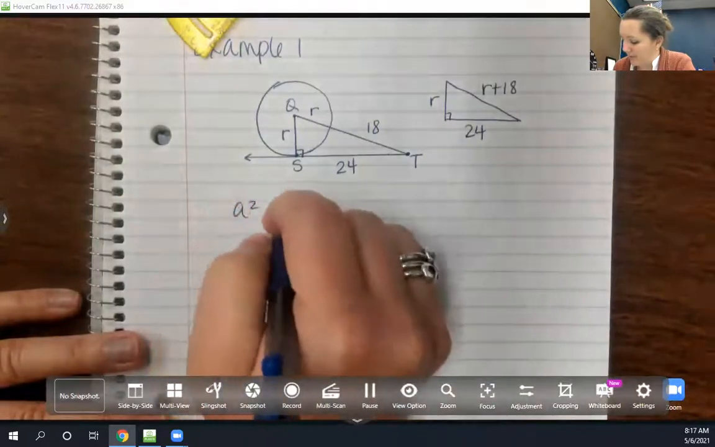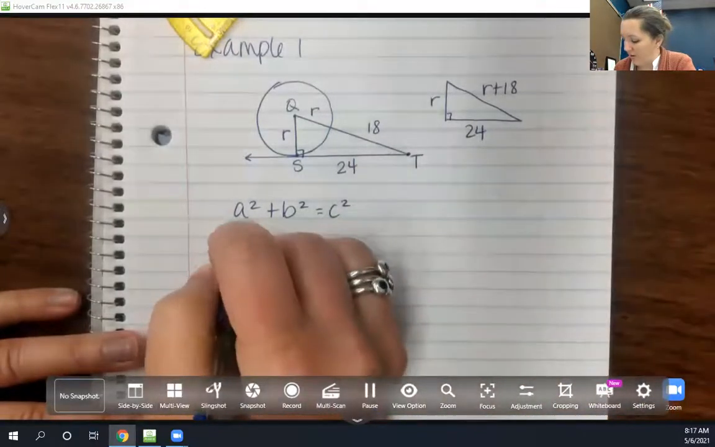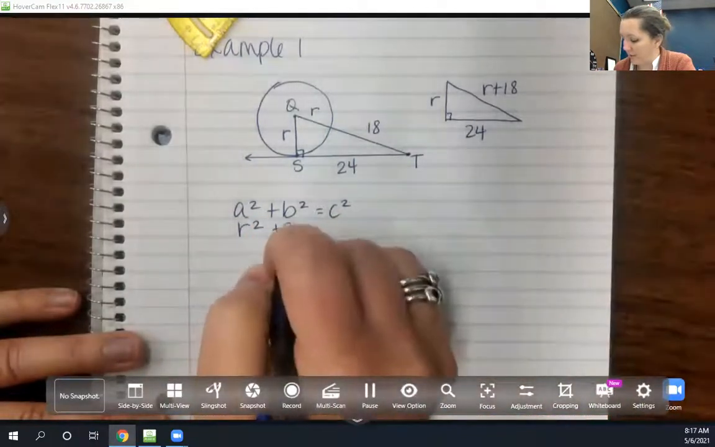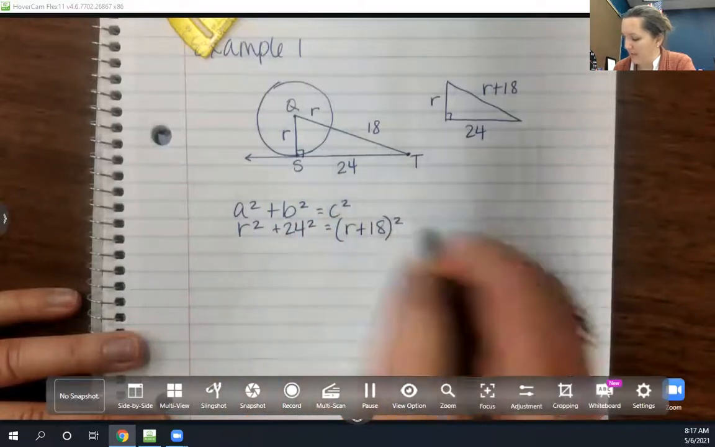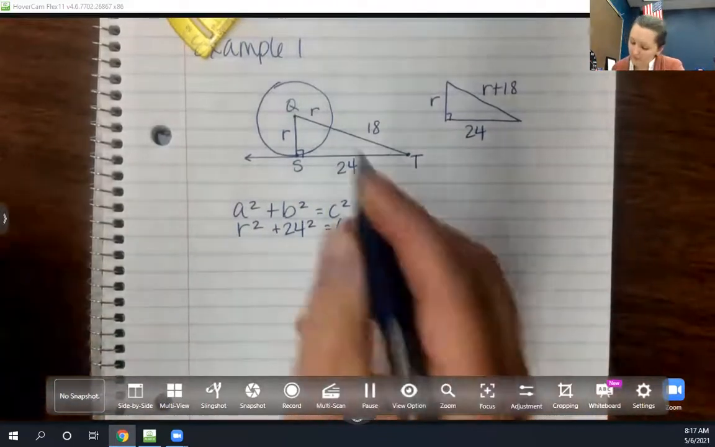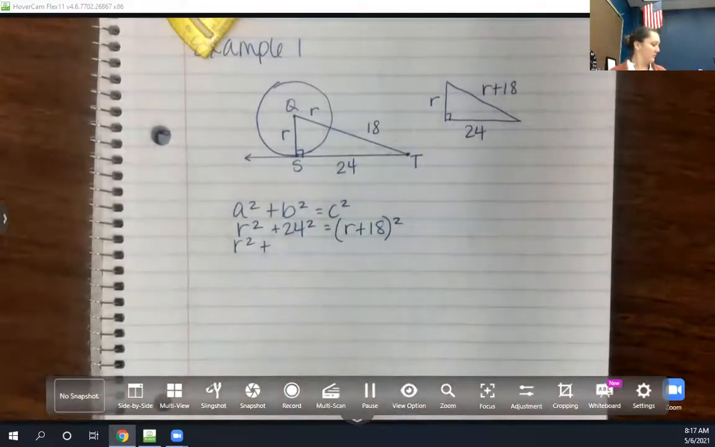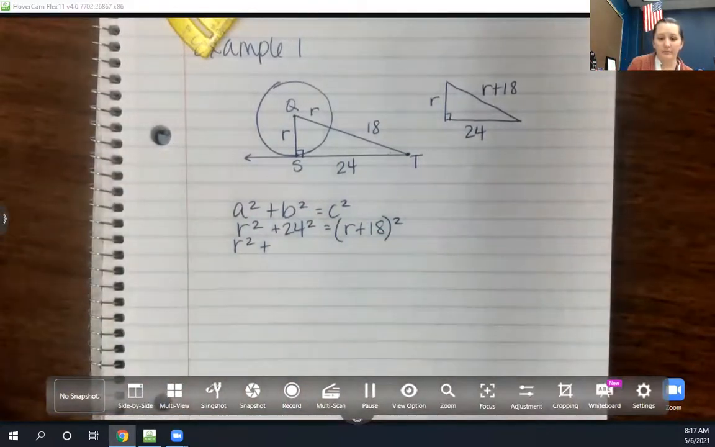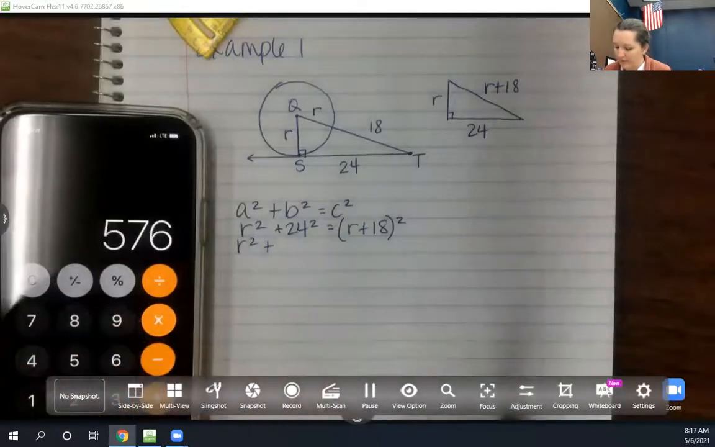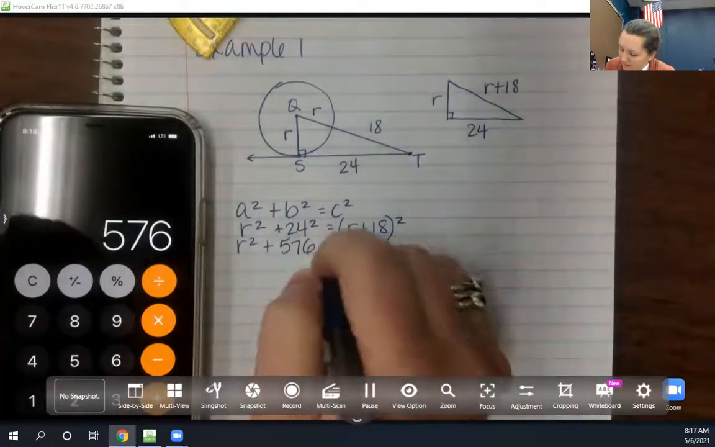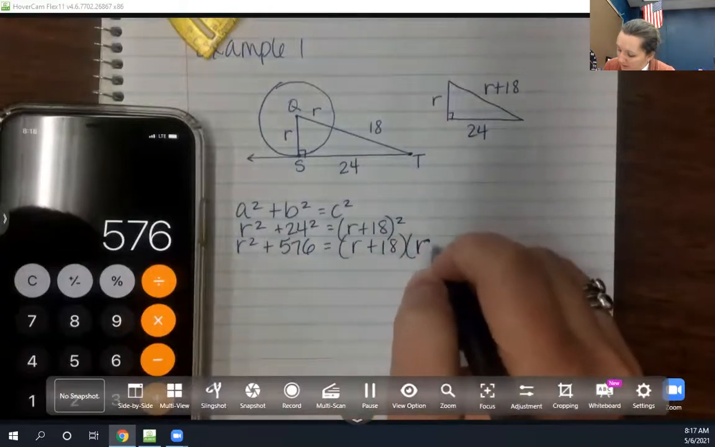We have A squared plus B squared equals C squared. That's my Pythagorean theorem. I'm gonna plug in R for A, 24 for B, and R plus 18 for C. So let's work this out. R squared plus 24 squared is 576 equals R plus 18 times R plus 18.